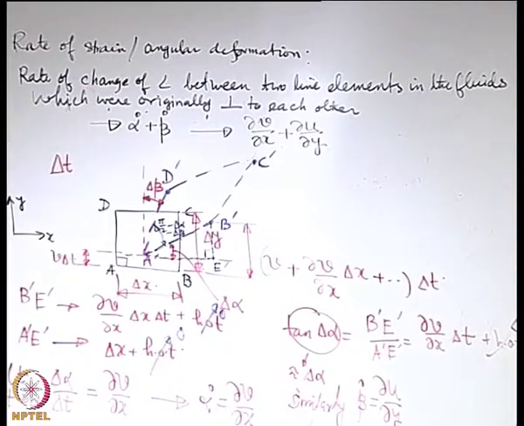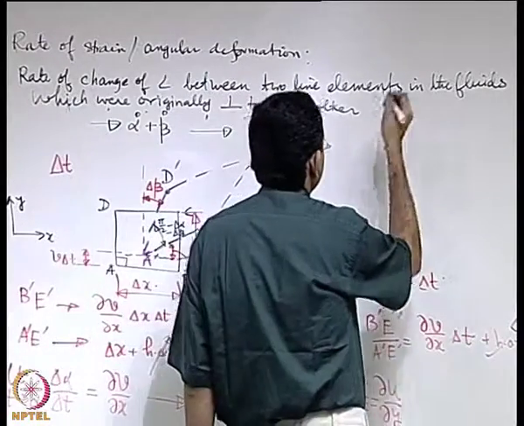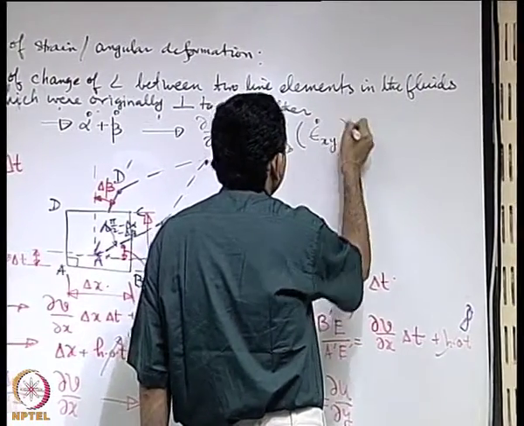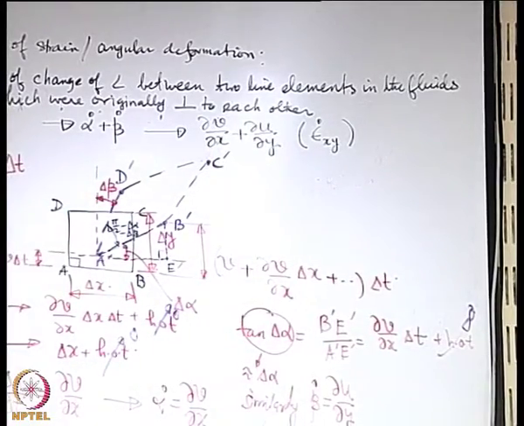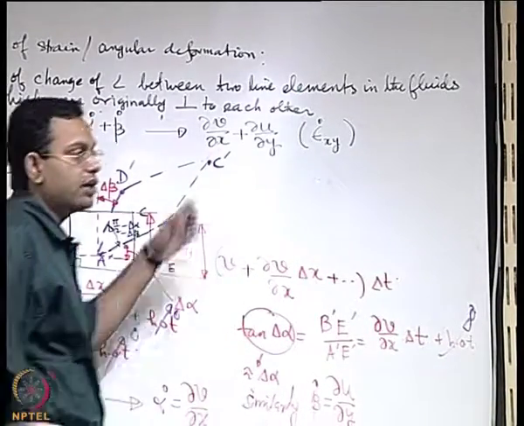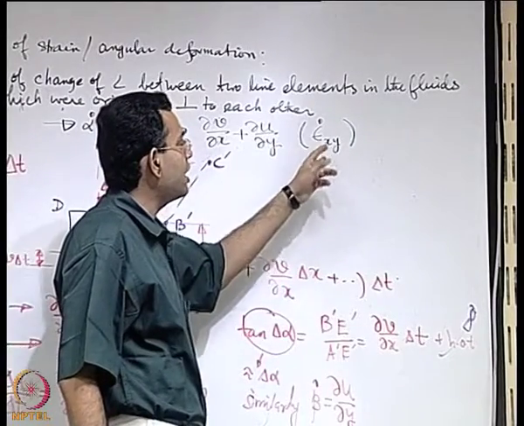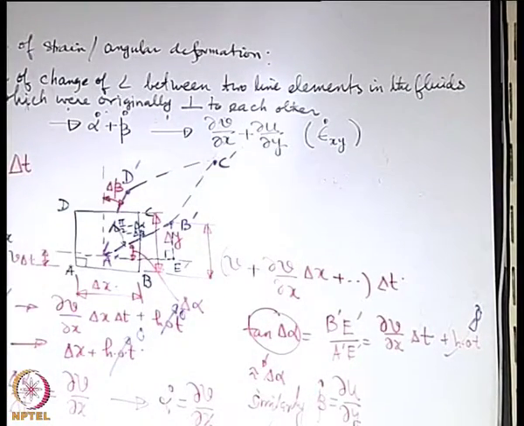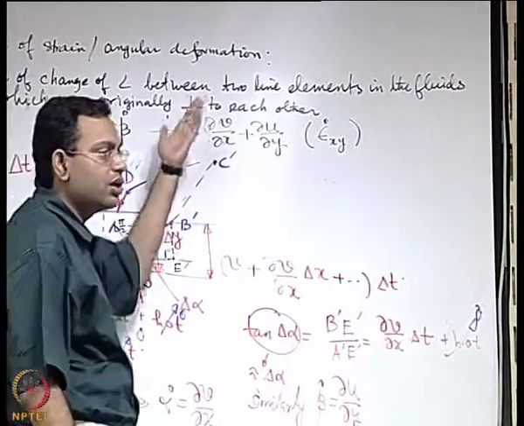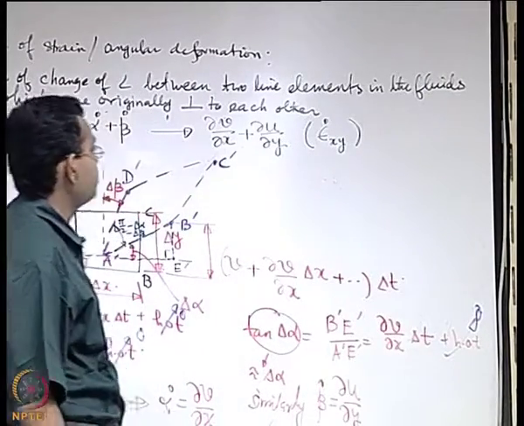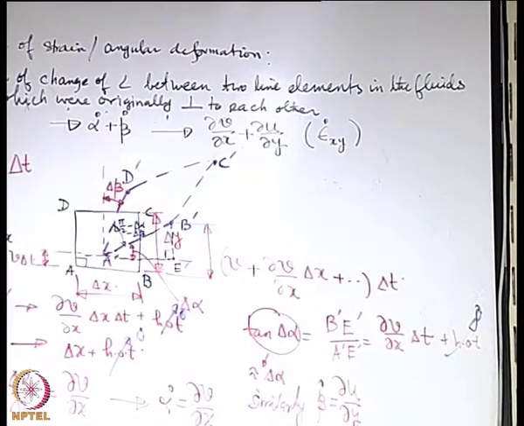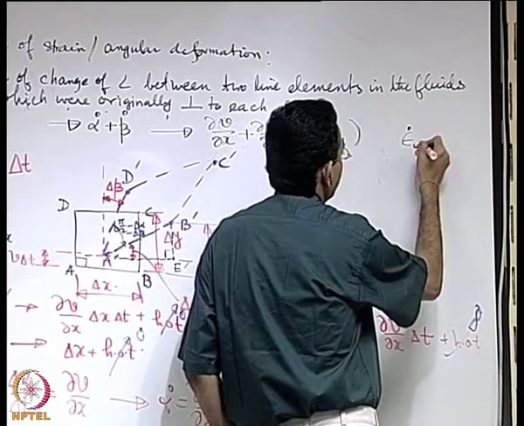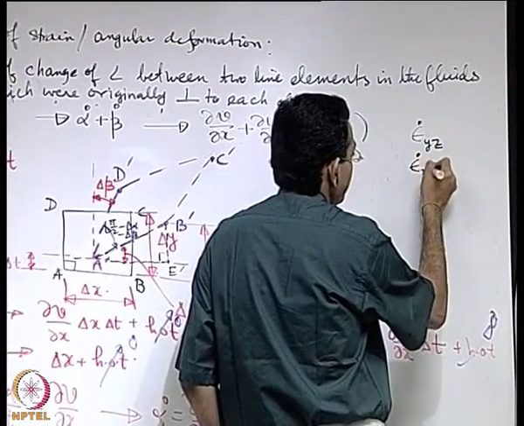So, this we may call as say epsilon dot xy as a symbol, epsilon for strain, epsilon dot for rate of strain, xy to indicate that it is actually an angular strain in the xy plane. That is just a nomenclature, one may use of course different nomenclatures, but I mean this also works. In this way it is possible to write epsilon dot yz and epsilon dot xz.